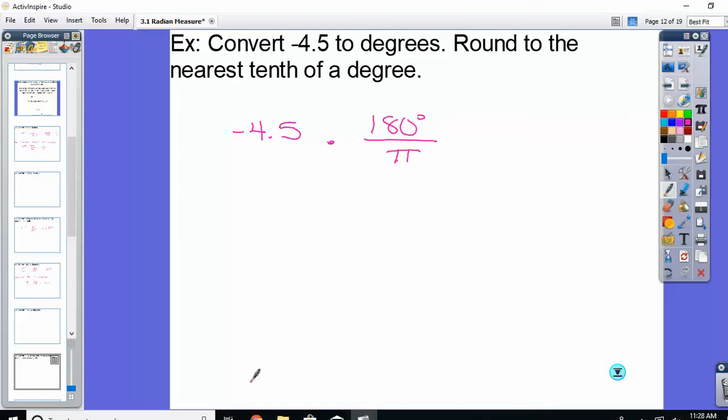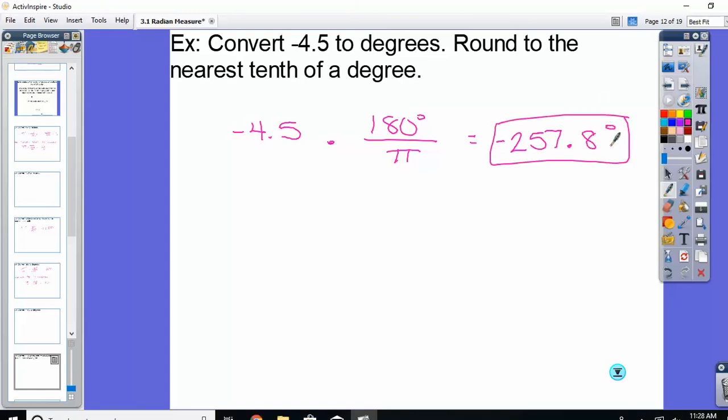The directions on this one said to round to the nearest tenth, so I'm telling you if you're rounding, go ahead and divide your pi out. So negative 4.5 times 180 divided by pi. What do you get to the nearest tenth? Negative 257.8. And that is degrees, so you have to have your degrees.